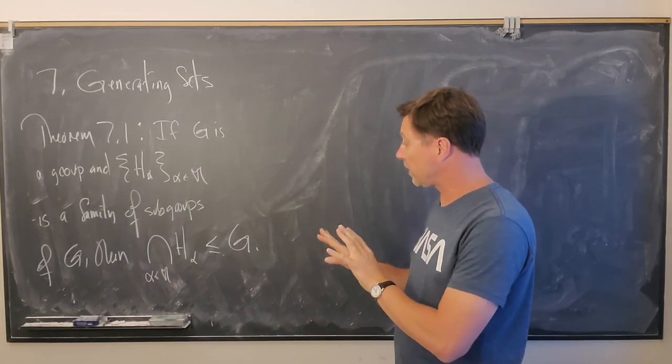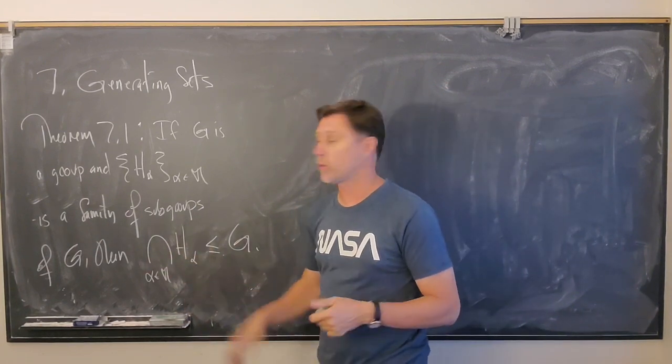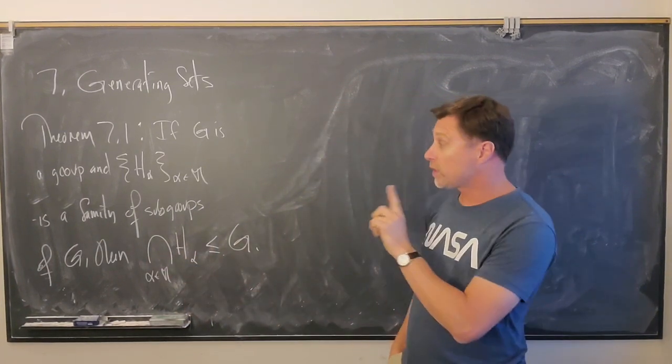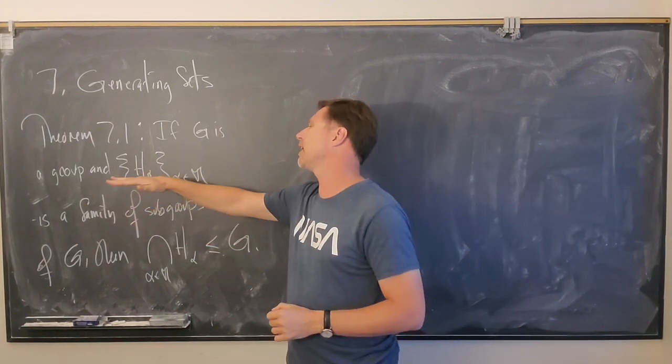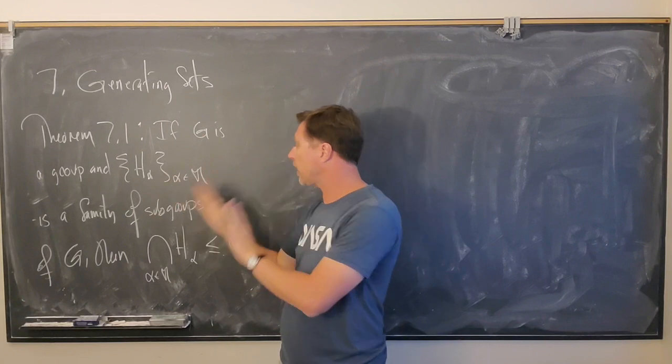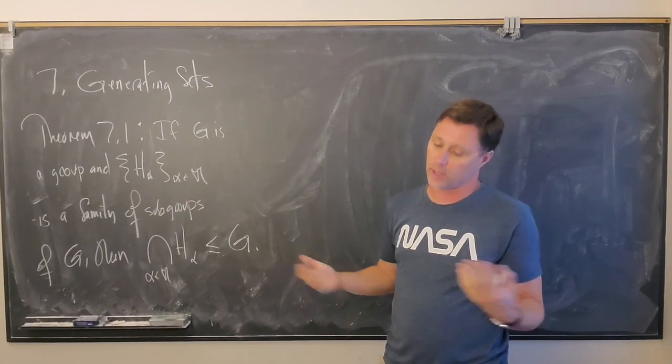So what this is saying is that the intersection of subgroups is a subgroup. There's a quick way to summarize it. And notice this is any family, so it's not necessarily a finite family, it's not even necessarily a countable family. Any collection of subgroups. When you take the intersection of that collection, you get a subgroup.